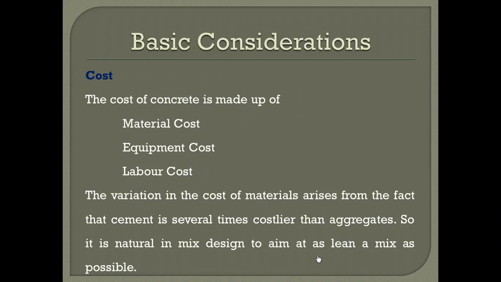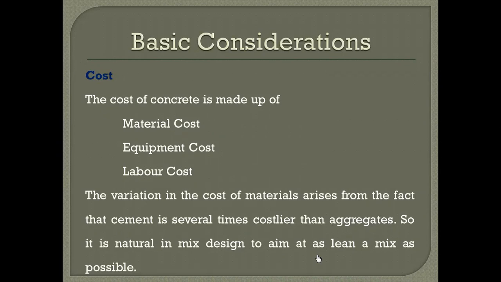That is, one is material, because we are dealing with the material, so that material cost will be there, and then equipment cost, because we are using some mixers, or we are using some placing techniques, compaction techniques, so equipment cost will be there. And the third one, which is most important, is the labor cost. When we place the concrete or when we compact the concrete, that labor cost also will be there. So when we talk about cost of concrete, it is the three costs: material, equipment, and labor cost.